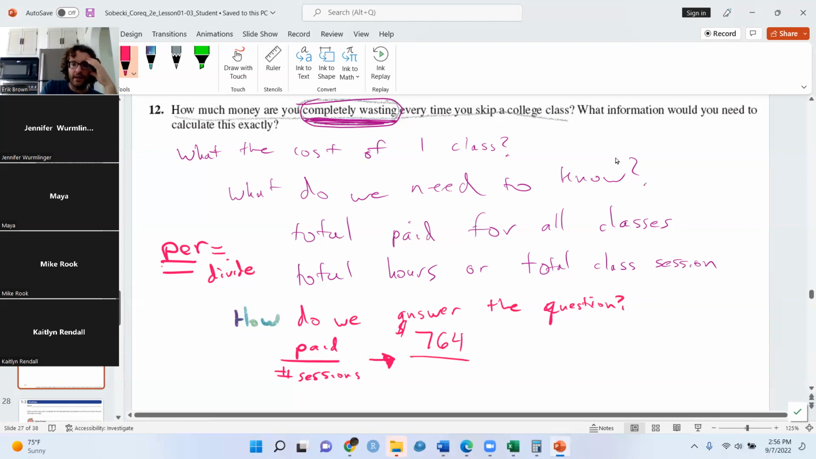And then we are a 15-week semester, and we meet 2 times a week, with the exception of this week and a week at Thanksgiving. So that's 30 class sessions. And so if we divide this, we'll get the cost per session.